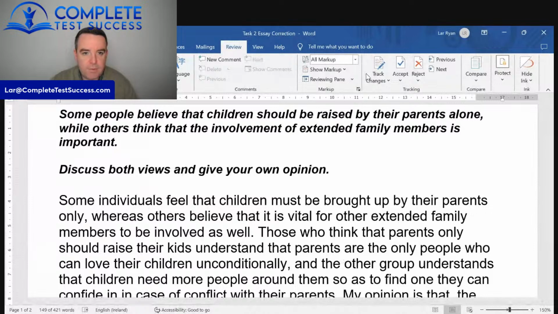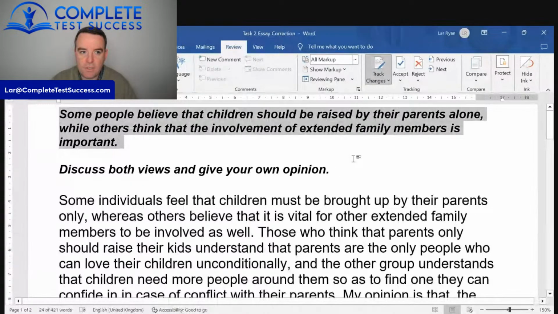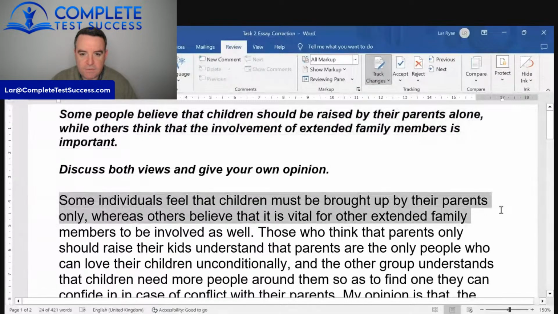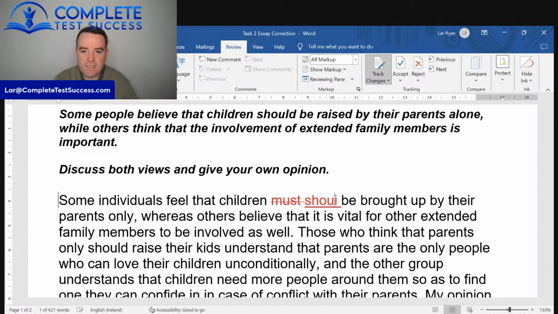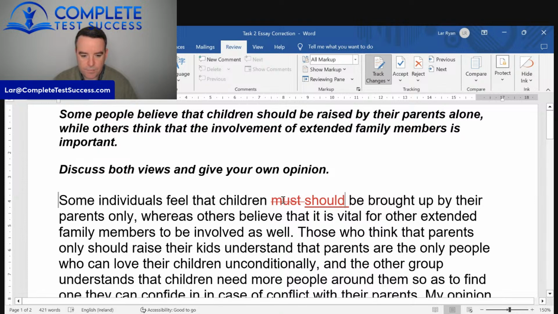So the question: some people believe that children should be raised by their parents alone, while others think that the involvement of extended family members is important. Okay, so first, Madeline needs to paraphrase that question. Some individuals feel that children must be brought up by their parents only. I would change must to should, because it's more of an opinion. When we change should to must, there's some reason why it's not possible to do it the other way. It doesn't sound like advice or an opinion anymore. So should is more appropriate.